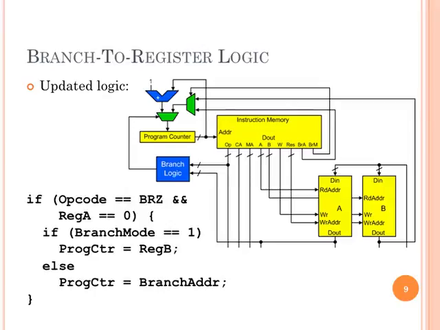And so this would be what the branching logic might look like. So the opcode is BRZ, register A is 0, so branch if 0: is the value 0? Yes, okay. If the branch mode is 1, then take the new program counter value from the register, otherwise just take the branch address from the instruction memory. Really simple, right? There's not really much complexity here.